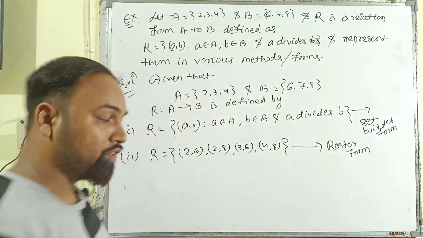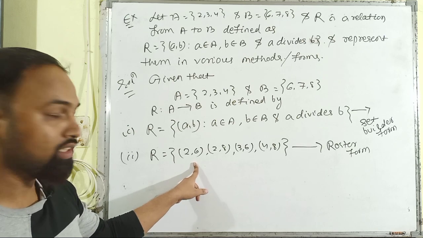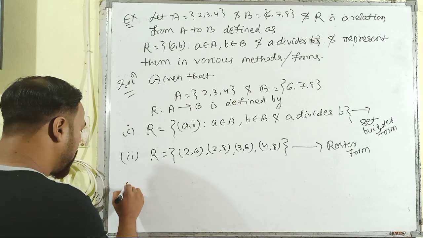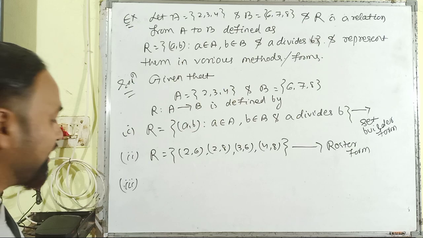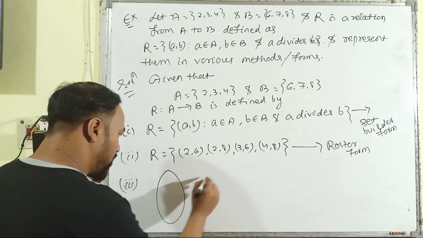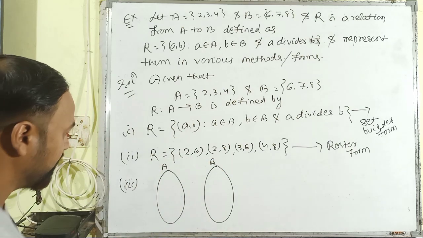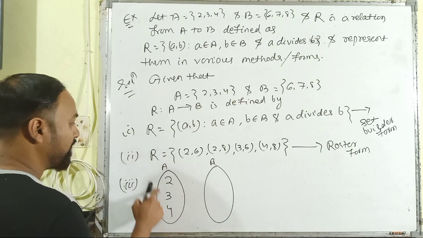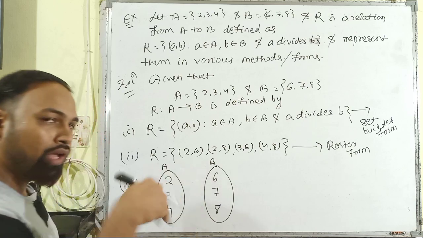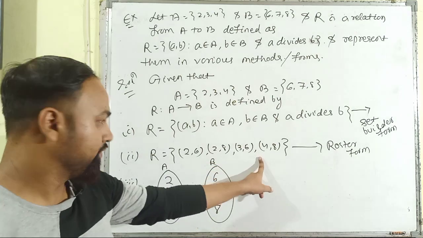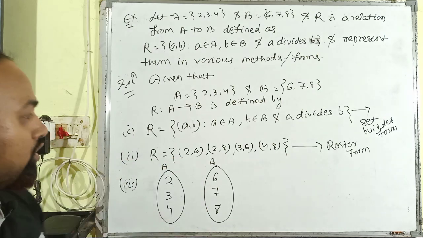All of the elements of the relation are represented in the form of ordered pairs, and that is the roster form. Then we go for the arrow diagram method. First of all we draw the sets A and B like this in the Venn diagram method. The elements 2, 3, 4 belong to set A, and in set B the elements are 6, 7, 8. Then we go through the roster form and find out which first component is attached to which second component.